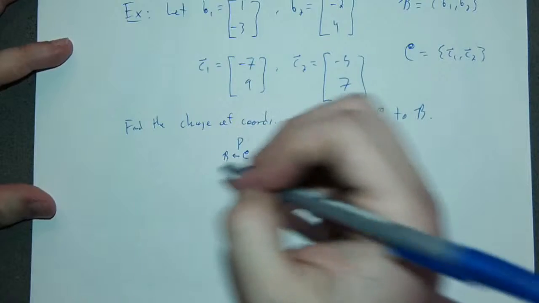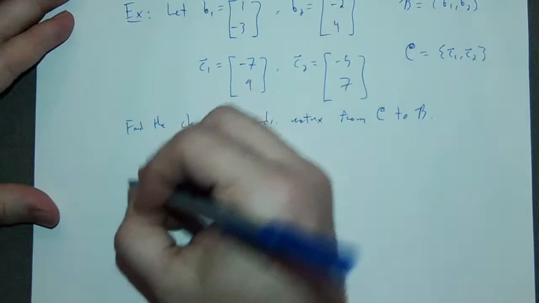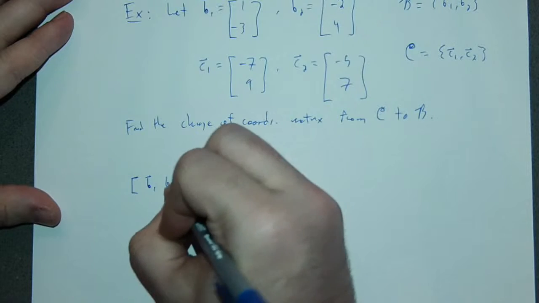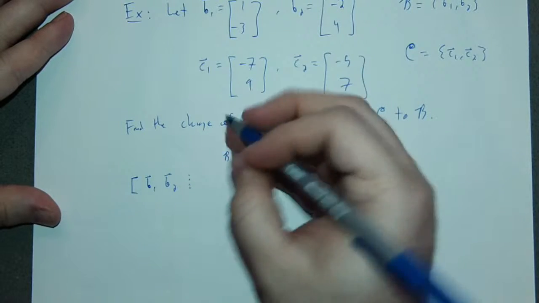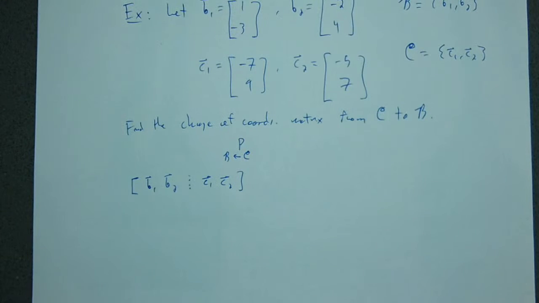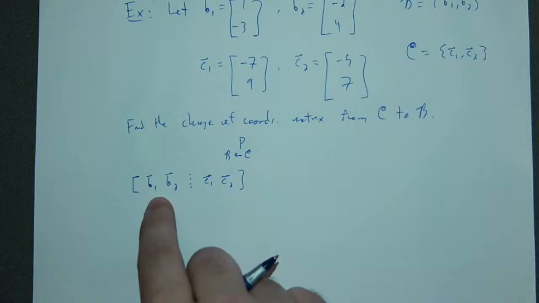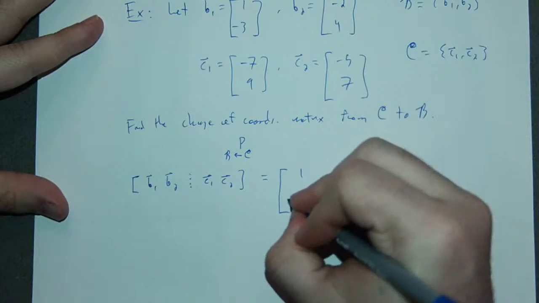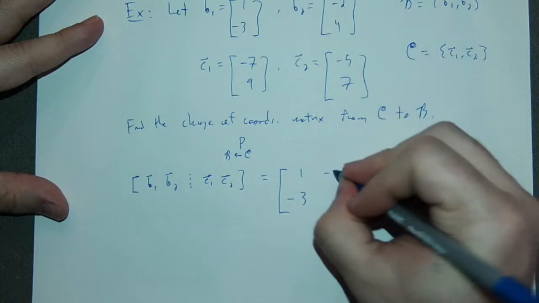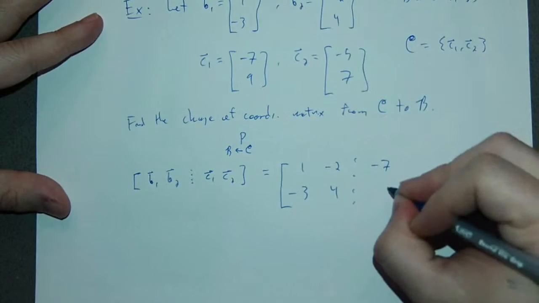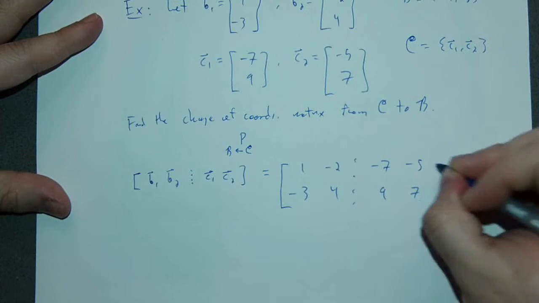So how do I actually find this thing? I find it by setting up an augmented matrix where I put the B1 and B2 columns on the left, and the C1 and C2 columns on the right. Then I would do row operations until I have the identity matrix over here. If I write this out column-wise, it's (1, -3), (-2, 4), and then for C, (-7, 9) and (-5, 7).